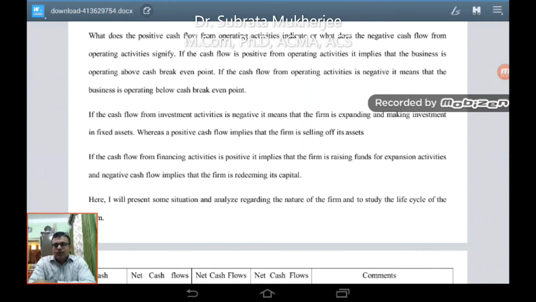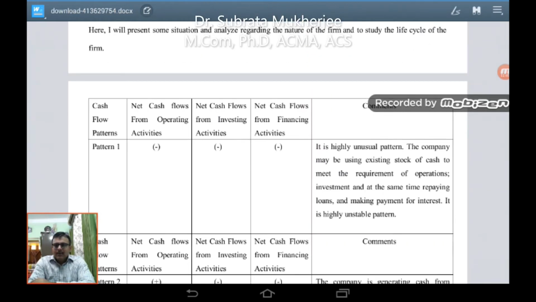If the cash flow from financing activities is positive, it implies that the firm is raising funds for expansion activities, and negative cash flow implies that the firm is redeeming its capital. Here I will present some situations and analyze the nature of the firm and study the life cycle of the firm. Pattern 1.